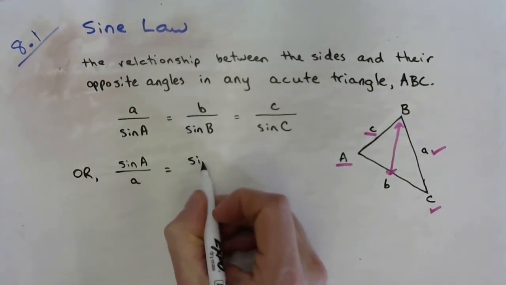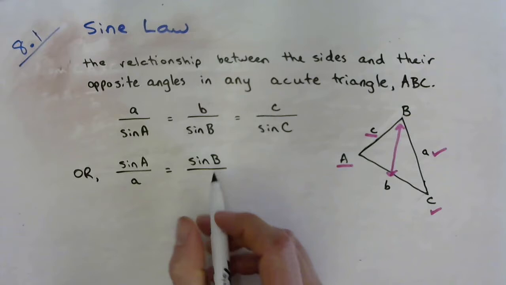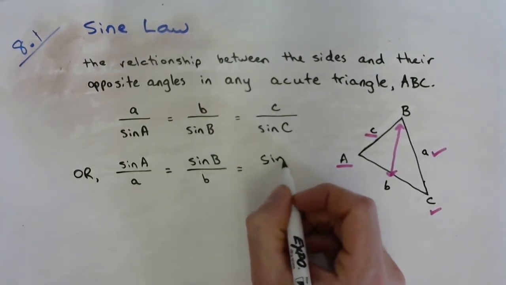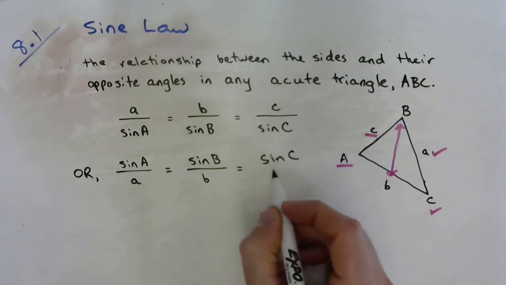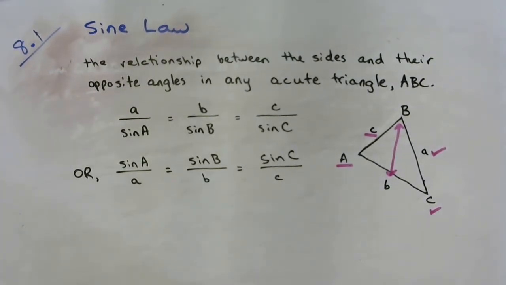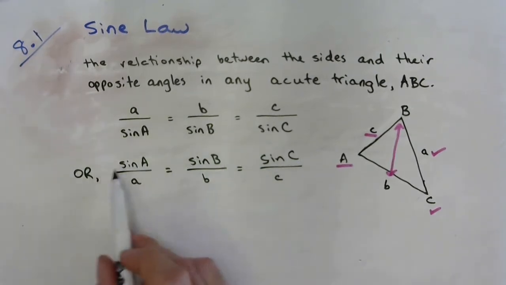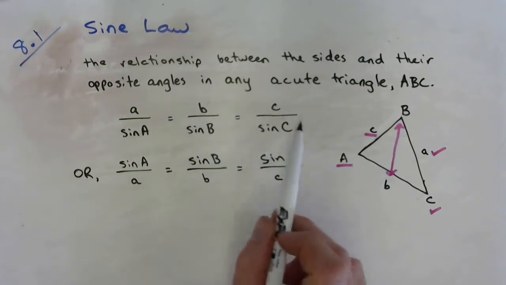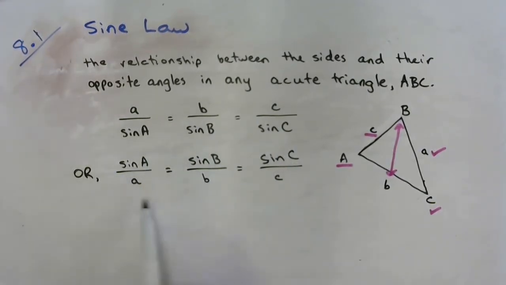You could put the sine of the angle in the top. You're just inverting each fraction. So this statement is also true. Now, when you're using this, you'll never actually need all three parts to use it. You only need two parts at a time. Two ratios equal to each other sets up a proportion, which you can use to solve problems.